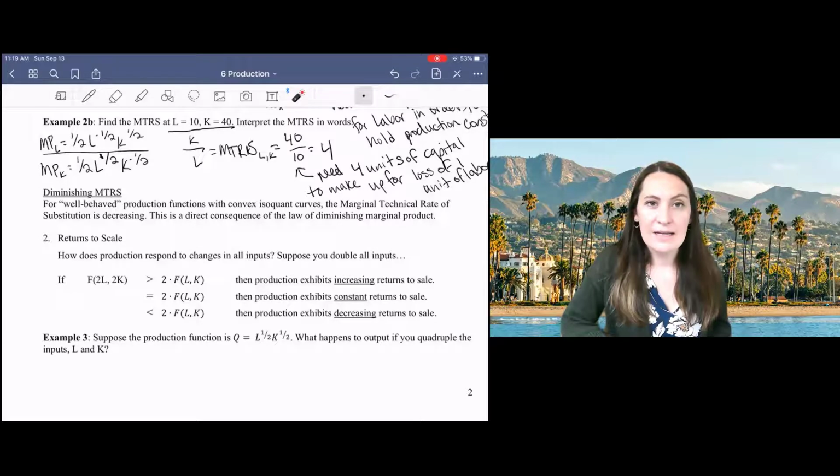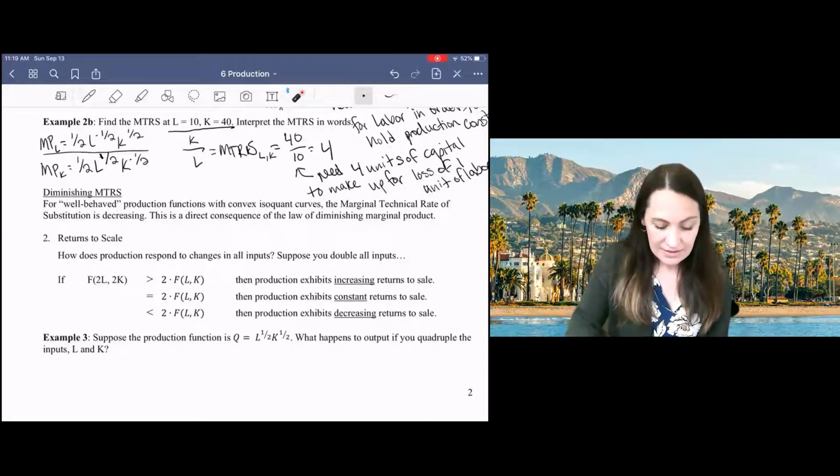Will we see an increase in output that is large or small relative to the increase in inputs? So as you can see here, if I double my inputs, my question is, will I get more than twice my output? Will I get exactly twice my output, or will I get less than twice the output?